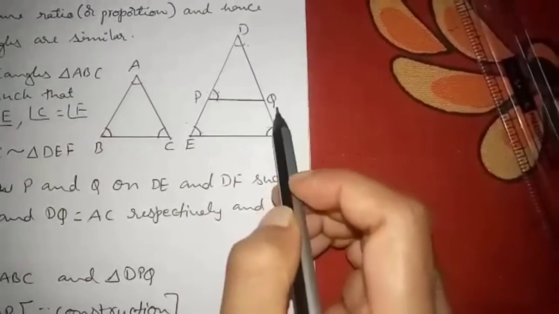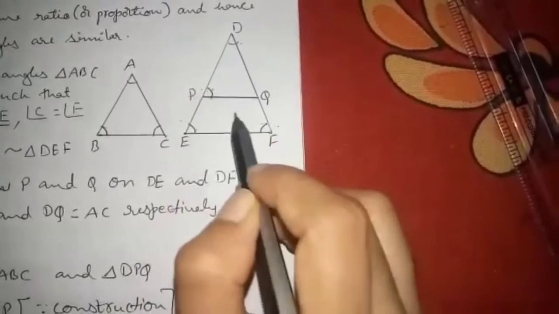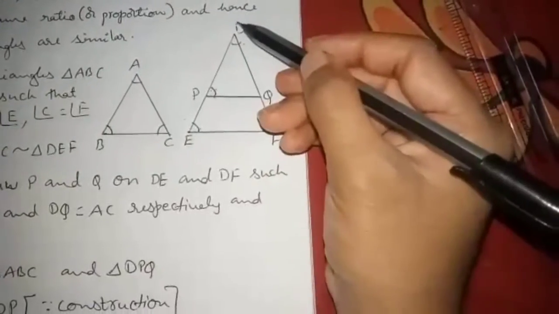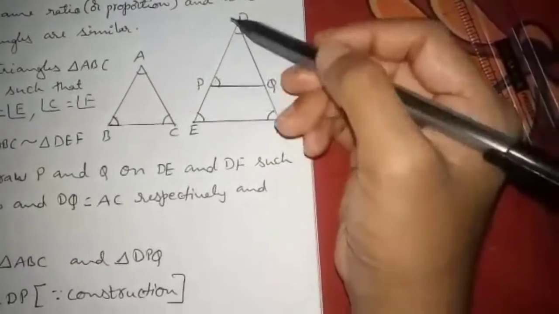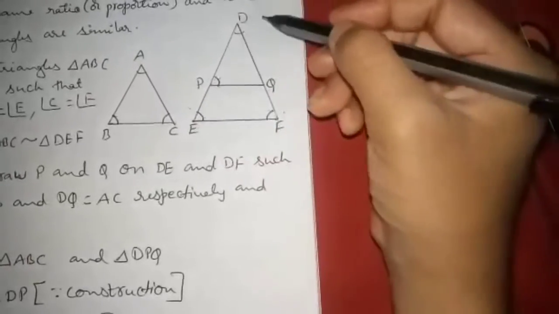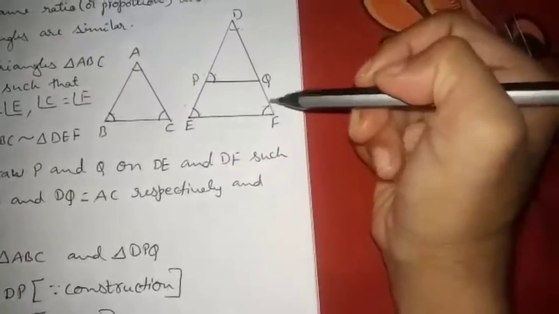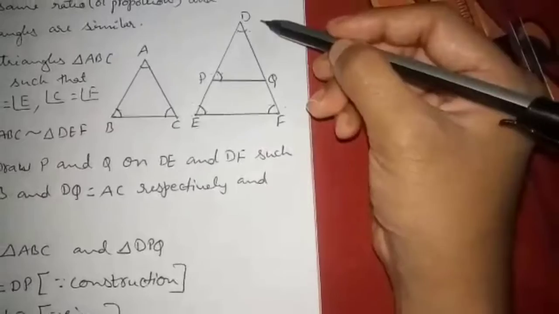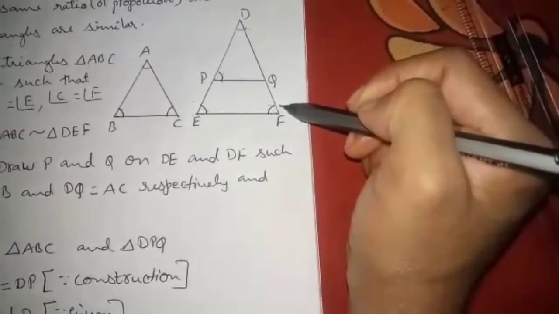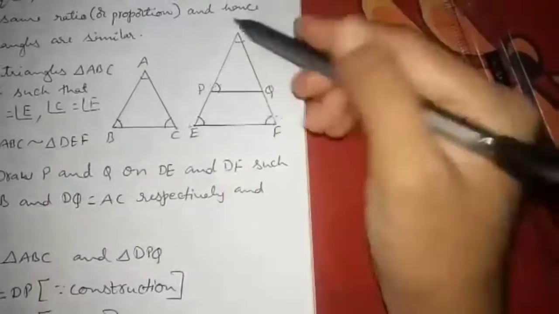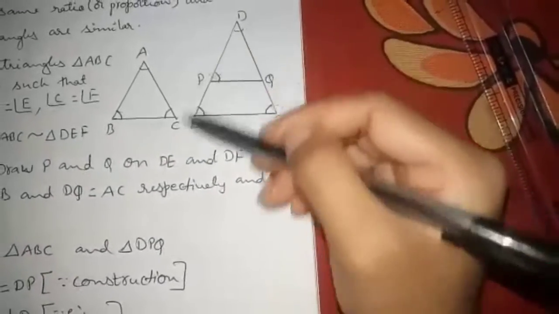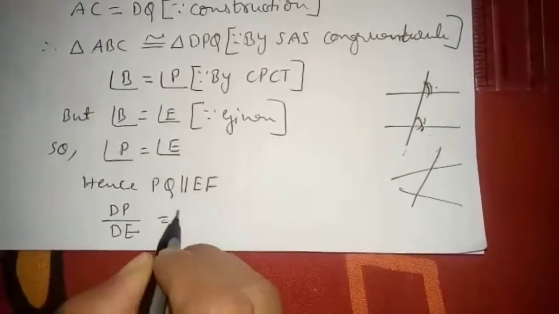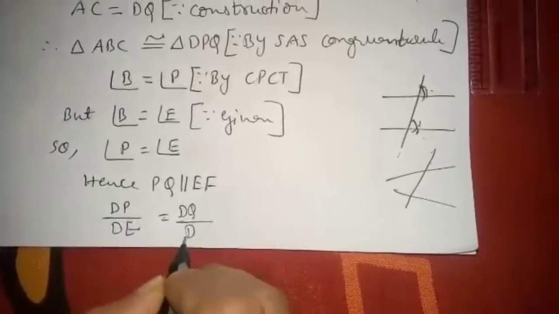So what can we say by the BPT theorem? If a line is parallel to one side of a triangle, using the BPT theorem, the sides are proportional, right? DP by PE is equal to DQ by QF, you can say. Or else, the other condition I have said, you can say DP by DE is equal to DQ by DF. Both are the same. So we'll write that condition here: DP by DE is equal to DQ by DF.